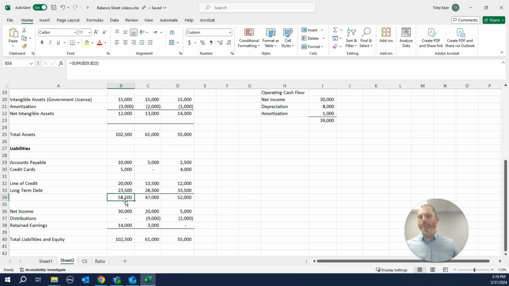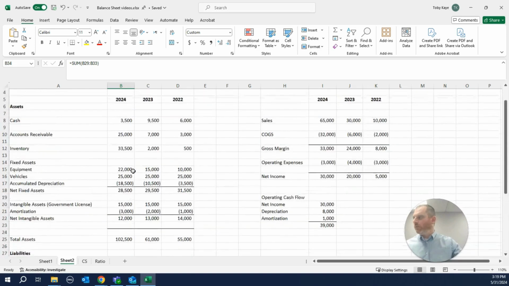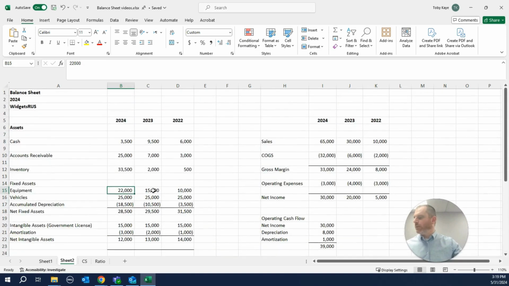So where'd the money go? Well, if we look at the equipment, they paid $7,000 for additional equipment. So that's part of the answer. But the biggest answer is their working capital. So we see accounts receivable went up by $18,000. So that means that they sold some of the inventory and they've recorded it as a sale. It's in the net income. They haven't received the cash yet. So it reduces this operating cash flow.